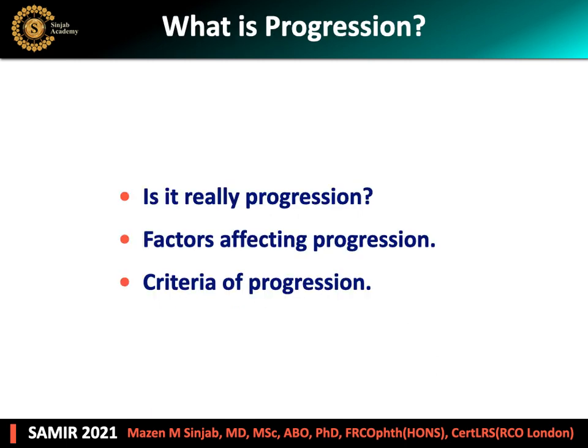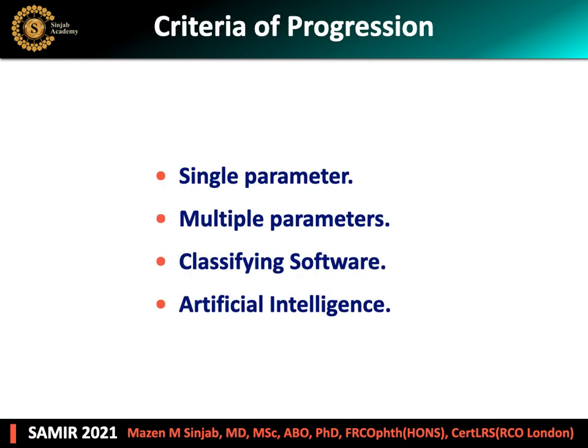We come to the criteria of progression. Let's say chronologically we can go through, or let's say in the literature, the parameters of progression went through this development: single parameters, multiple parameters, then the development of classifying software, and recently artificial intelligence, which was implemented in order to get better understanding and better inspection of progression.